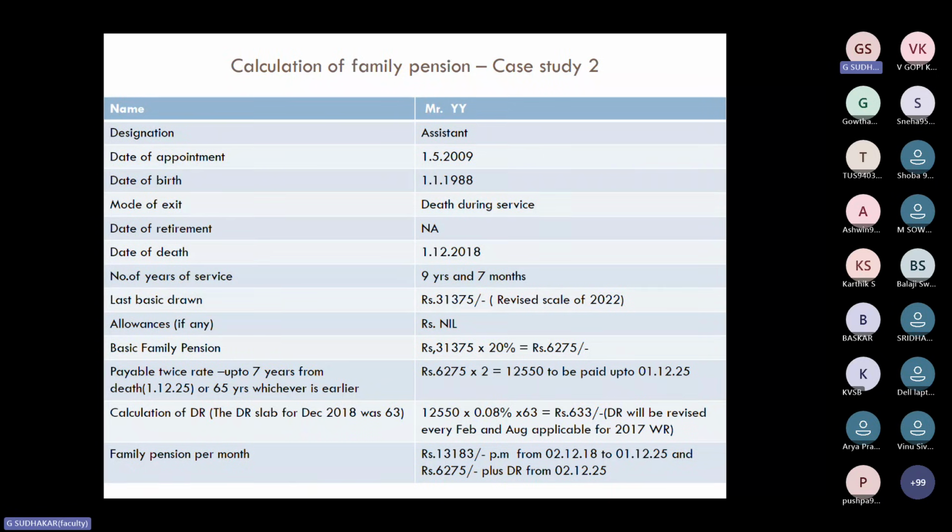Suppose if it is less than 33 years, you have to proportionately give the pension. Calculate the commutation amount, maximum 1/3, you can calculate 1/3. So like that, you can work out this one. I have given some examples also, just to go through this.